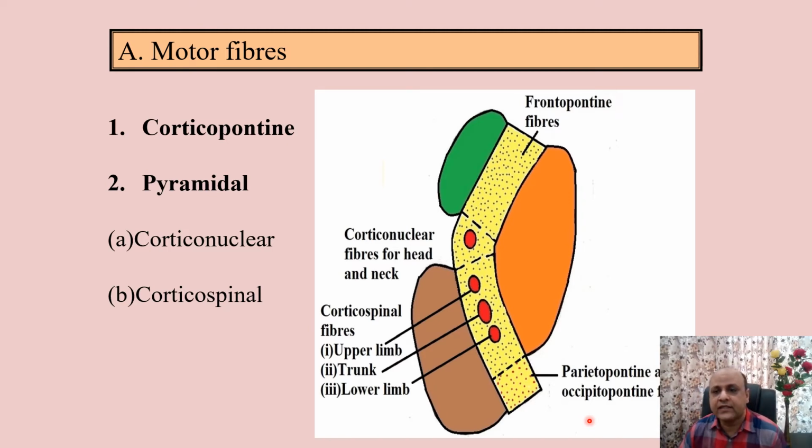Well, students, other motor fibers passing through the internal capsule other than corticopontine are the pyramidal fibers, and we can appreciate here that the corticonuclear fibers for the head and neck are passing through the genu of the internal capsule. And then the corticospinal fibers, they are arranged in discrete bundles and they are passing here, one can appreciate, through the posterior limb. The corticospinal fibers for the upper limb, trunk and lower limb are arranged in bundles from anterior to posterior aspect. So this diagram here shows the constituent motor fibers of the internal capsule.